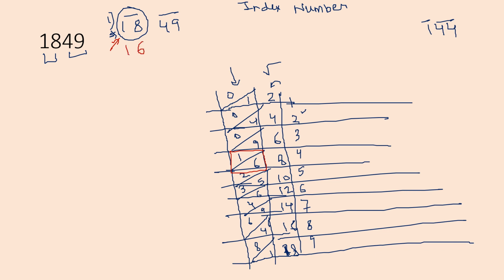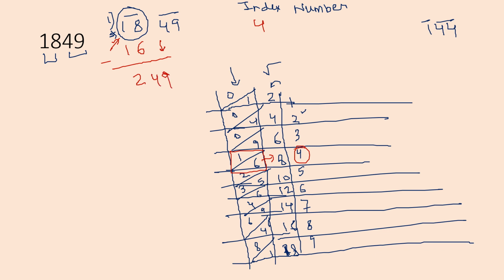But which index number is it corresponding to? 4, correct? So just write 4. This is the first digit of your square root. Okay? Now the next step is you have to subtract it. 18 minus 16 is 2, and copy this 49.